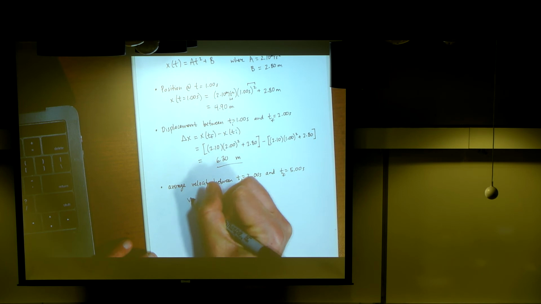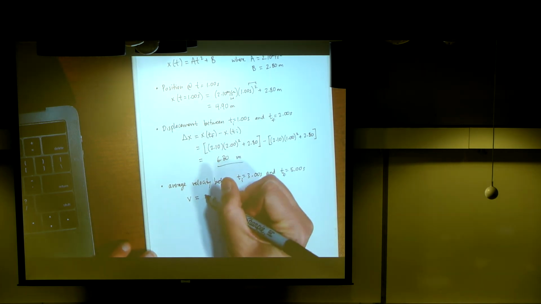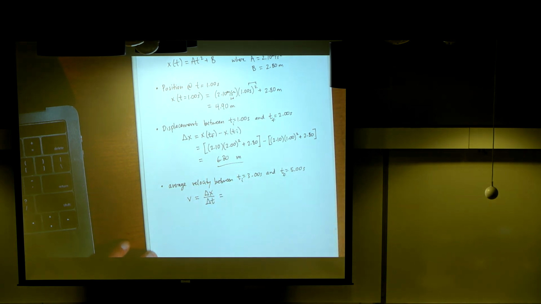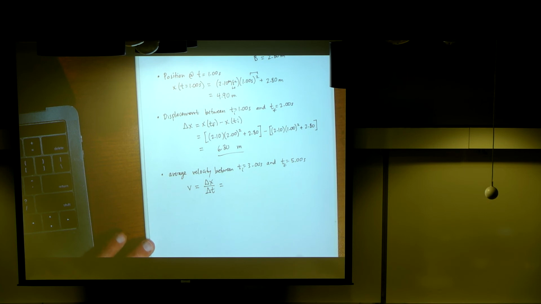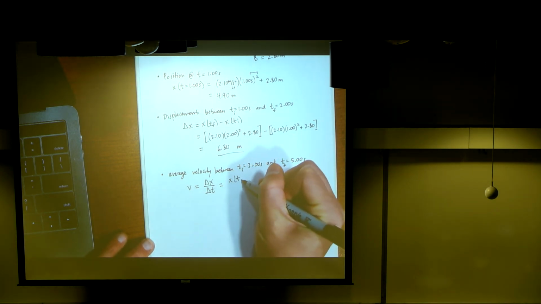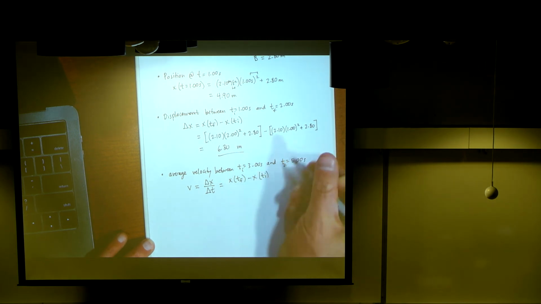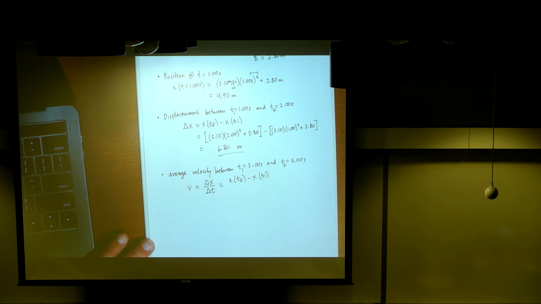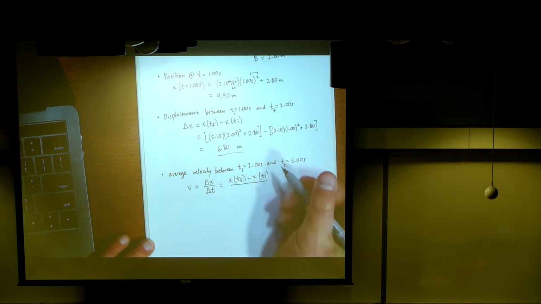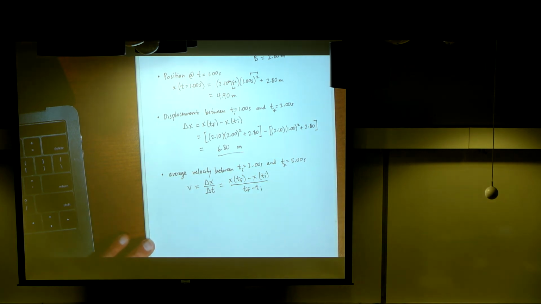Let's remember how this works. V, our average velocity, is equal to delta x divided by delta t, okay? And our delta x is just, again, our x value when we plug in t final, minus our x value when we plug in t initial. So that's what I mean here, okay? And then just subtract by t final minus t initial. So here's what's going into this calculation.